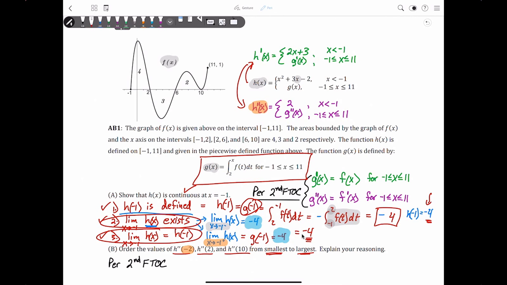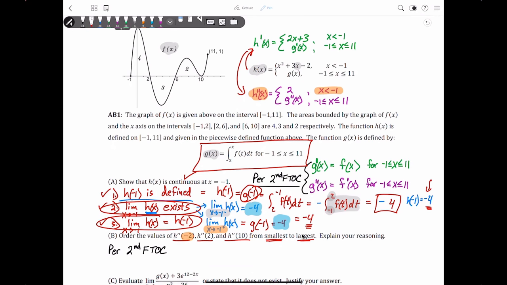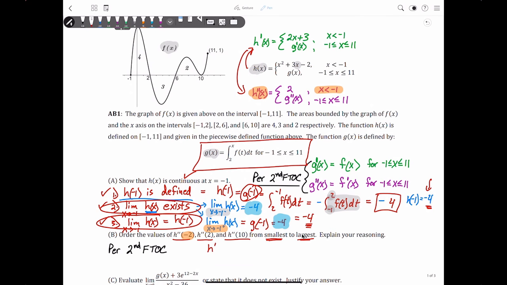Okay, so if I'm looking for h double prime at -2, I need to find what domain interval I am talking about. So it's going to be in the top function. So we're going to go ahead and write h double prime at -2 is going to equal 2. It's going to equal this value that it gave as far as an output value.